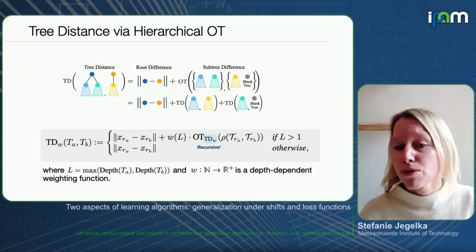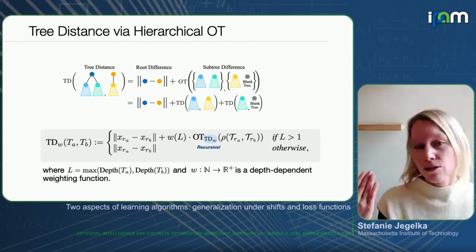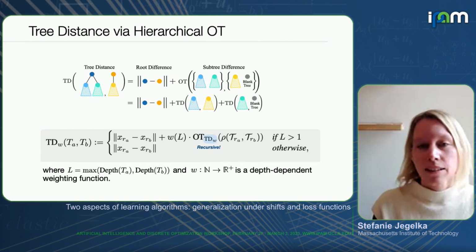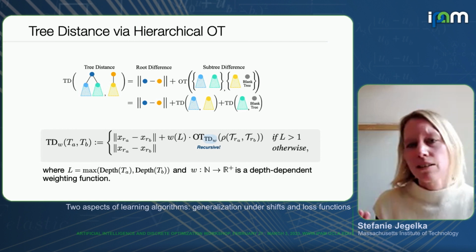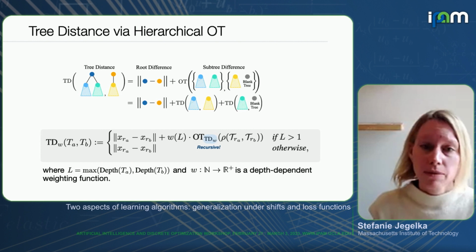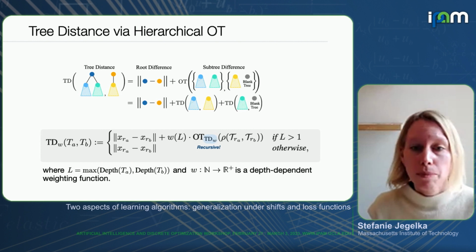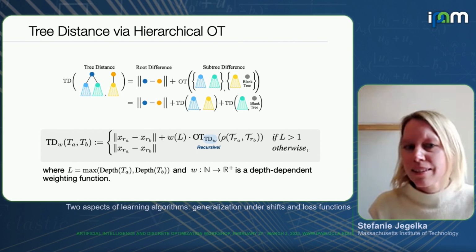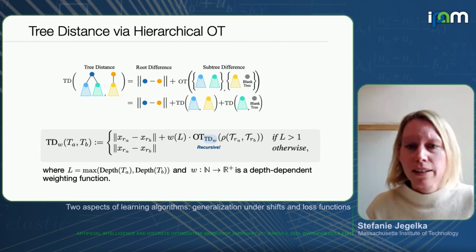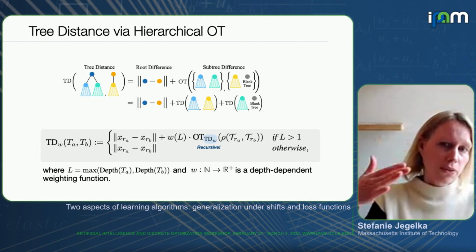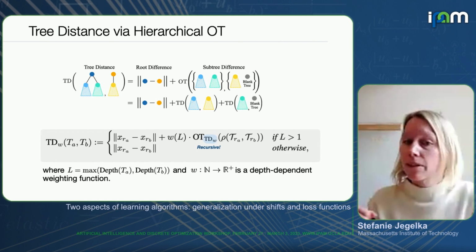I call this the tree mover's distance. Again, it's just a recursive distance of these subtrees. It looks a bit complicated and you have to wrap your head around it, but it can actually be computed via dynamic programming. It's not so bad. And you already see that it seems very related to the message passing structure of the GraphNet, because it goes essentially by comparing the different levels.